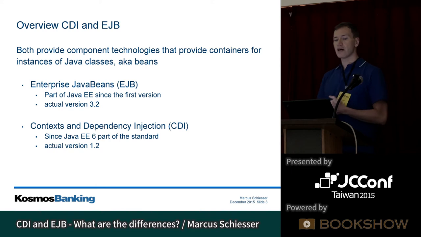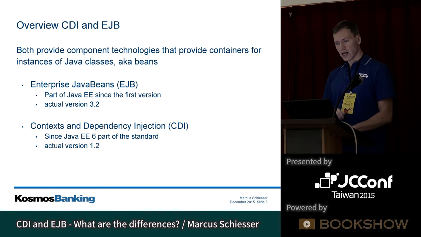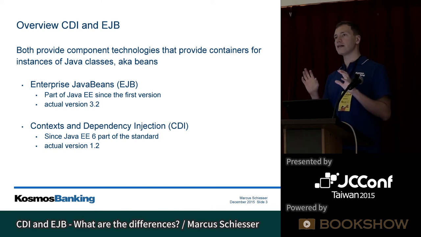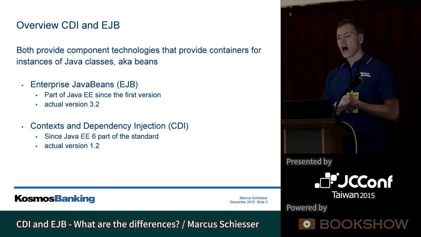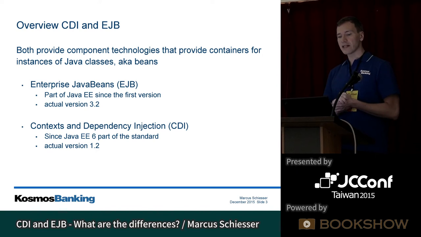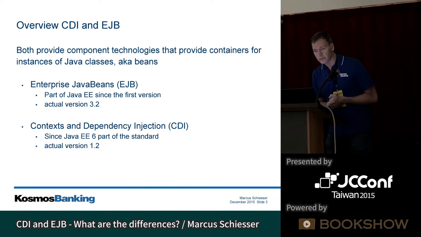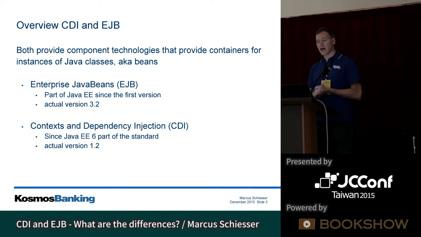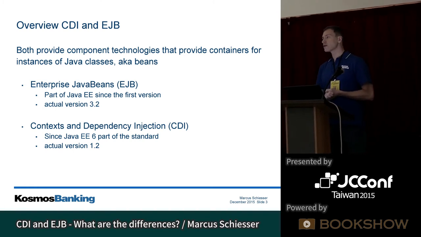So basically we start with the overview of CDI and EJB. If you want to compare them, because I just mentioned they are both container technologies, we basically need to know what a container is. Both are component technologies that provide a container for instances of Java classes, also known as beans.